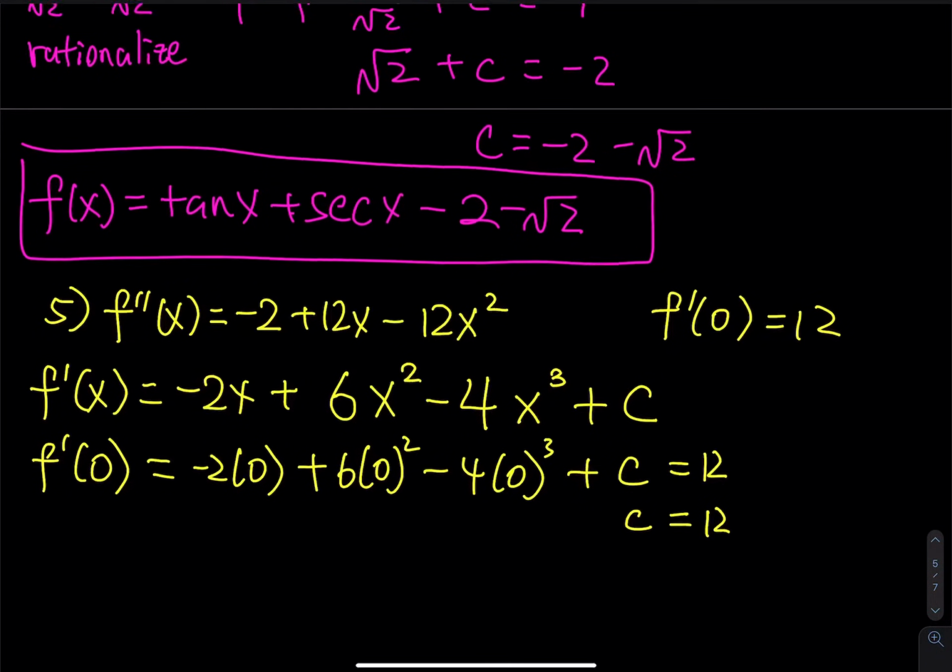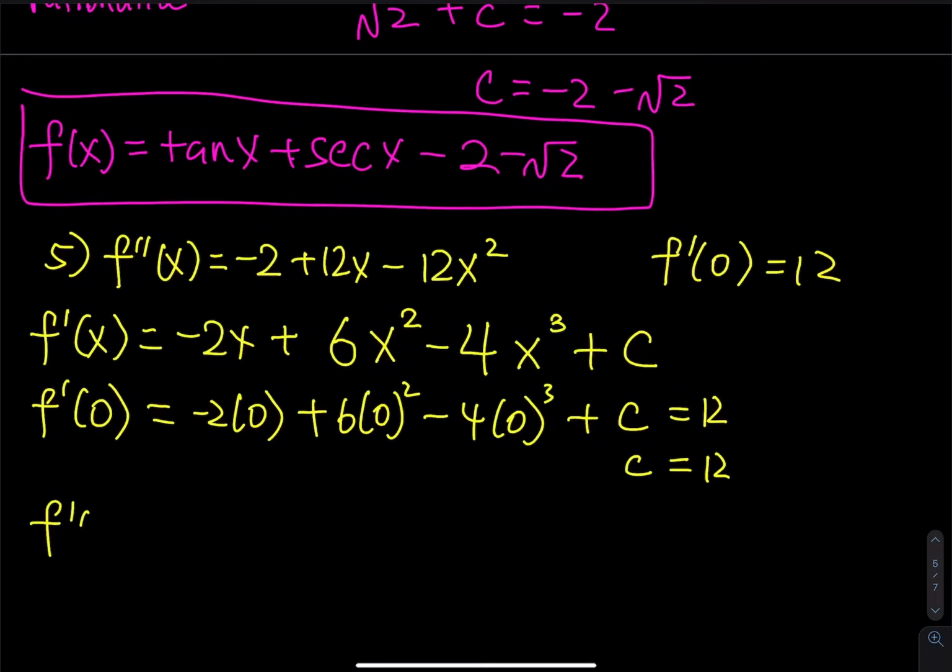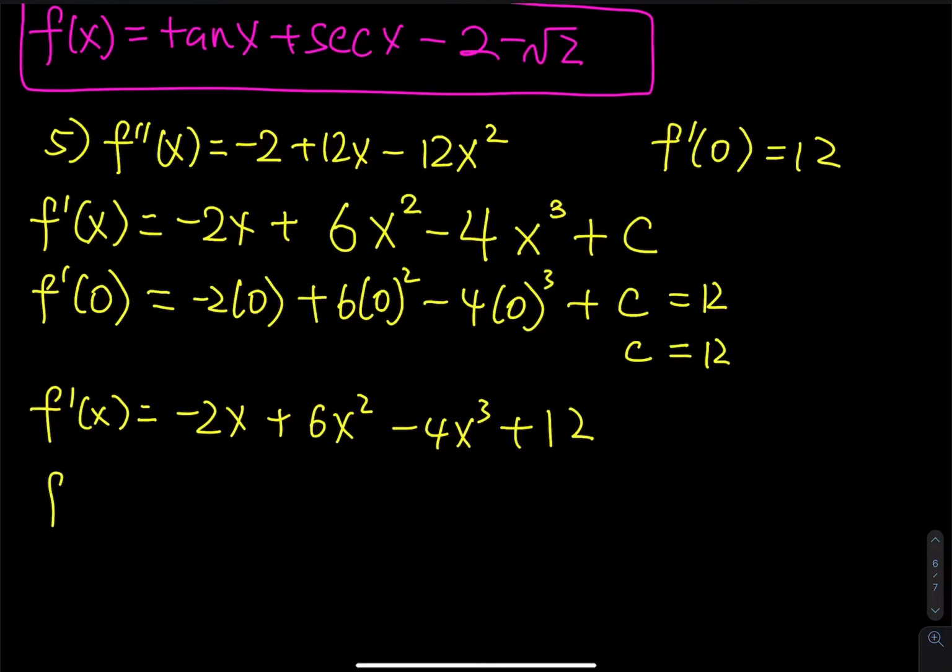Then I am going to rewrite my f prime of x. That is negative 2x plus 6x squared minus 4x to the third plus 12. We are not done yet. We are looking for f of x. So f of x is equal to x. 1 plus 1 is equal to 2. Negative 2 divided by 2 is equal to negative 1. Plus 2 plus 1 is 3. 6 divided by 3 is equal to 2.